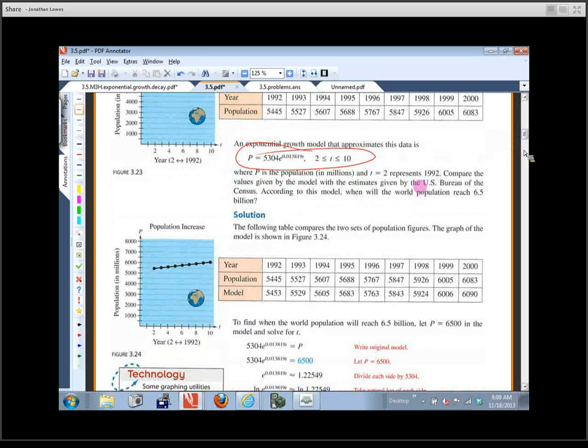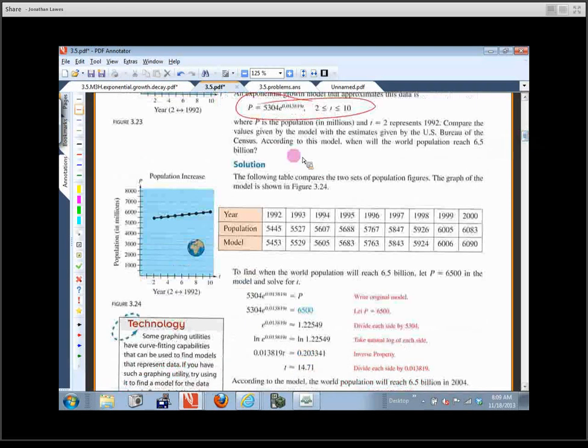So then down below, it says, according to this model, when will the world population reach 6.5 billion? So they want to know, when is the population of the planet going to reach 6.5 billion? Remember, I said if they give you the equation, if they give you the function, they're going to ask one of two questions. When will it reach a certain point? Or what is the population at this particular time? So on this one, they want to know when it reaches 6.5 billion.